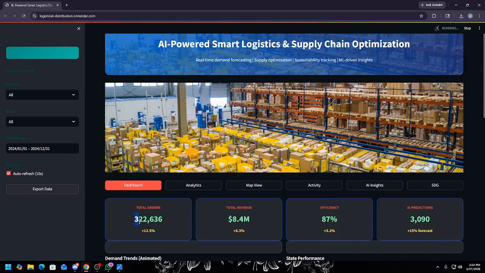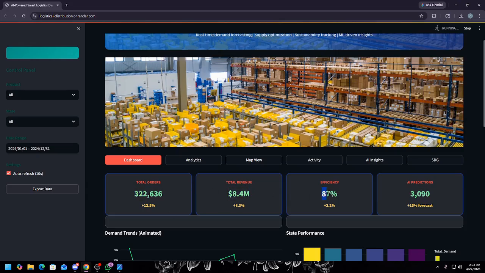It says the total number of orders is 3,22,000 and the total revenue from all these sales is 8.4 million. What is our efficiency? Our efficiency is basically how fast, how cheap and with how little labor the product is delivered to the specified target, without wasting a lot of fuel and while following the sustainable development goals.